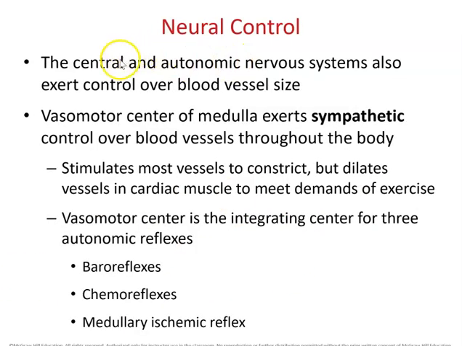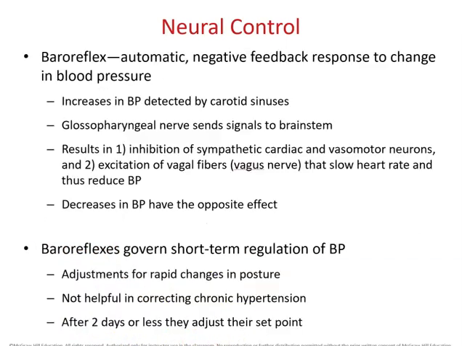The central and autonomic nervous systems can control blood vessel sizes. The sympathetic nervous system will stimulate most vessels to constrict, but dilate vessels in cardiac muscle to meet demands of exercise. The vasomotor center, located at the medulla oblongata of the brain, is the integrating center for three autonomic reflexes. These three reflexes are baroreflexes, chemoreflexes, and medullary ischemic reflexes.